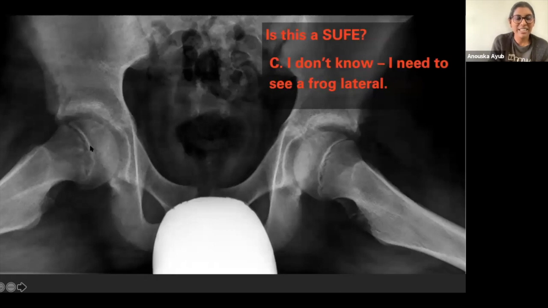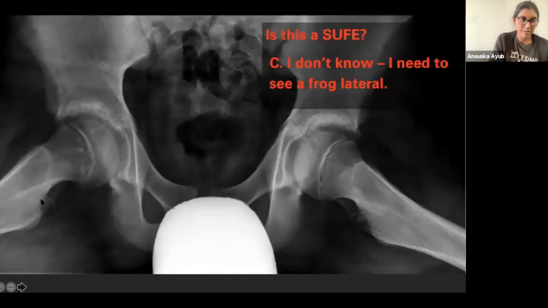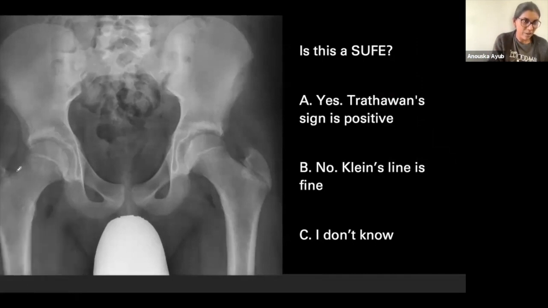If you suspect a SUFI and you don't see anything on the AP, you can use Klein's line, which is the line that goes, let's see if I can do this. Oh, I cannot do this, hang on. So Klein's line is a line that follows the top of the superior aspect of the neck of the femur and intersects the epiphysis, okay? And you show it on this side as well. It intersects the epiphysis.